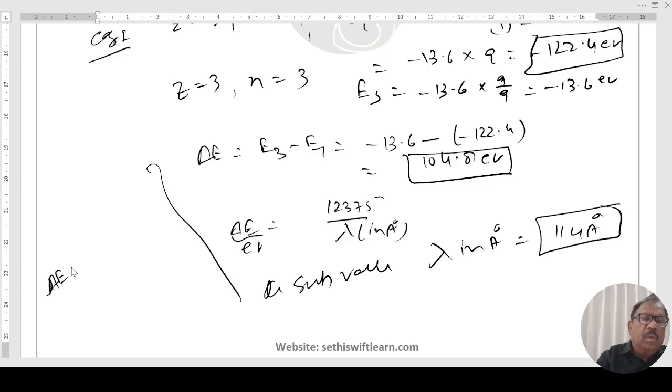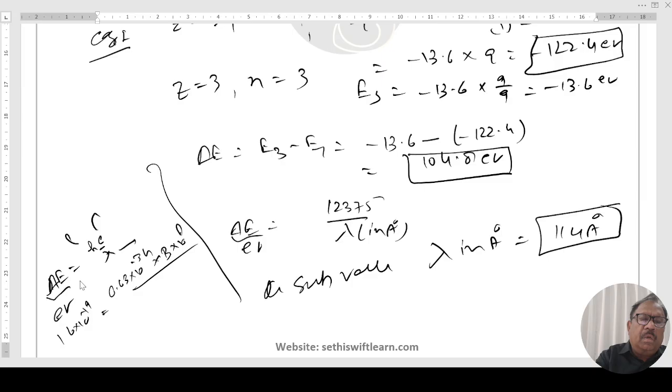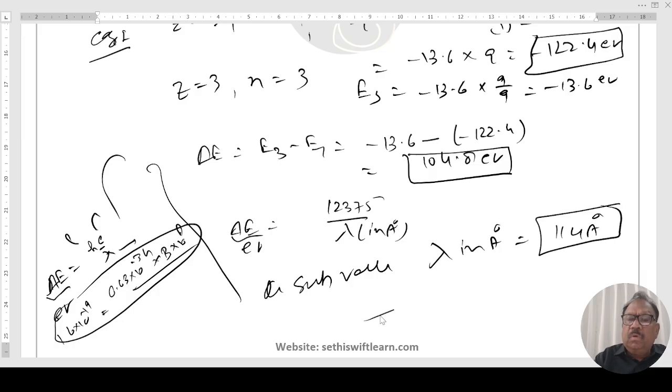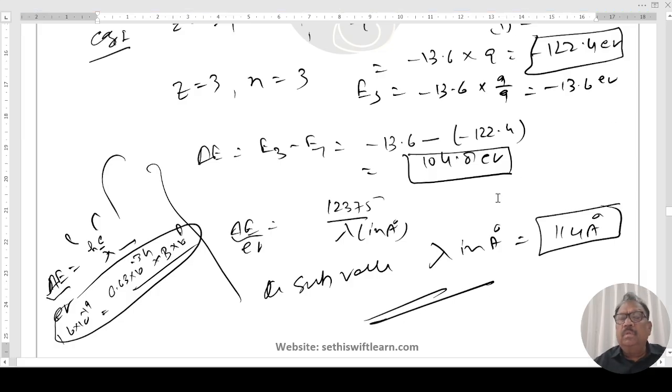Delta E equal to hc by lambda. This is in eV, Planck's constant, this one, wavelength. इसको जूल में convert करने के लिए 1.6 into 10 to the power minus 19 into 6.63 into 10 to the power minus 34 into 3 into 10 to the power 8. Lambda को convert to 10 to the power 10 करके उसको angstrom में convert करेंगे. Then we will get this formula. Right? The final answer is 114 angstroms. Right? Next question.